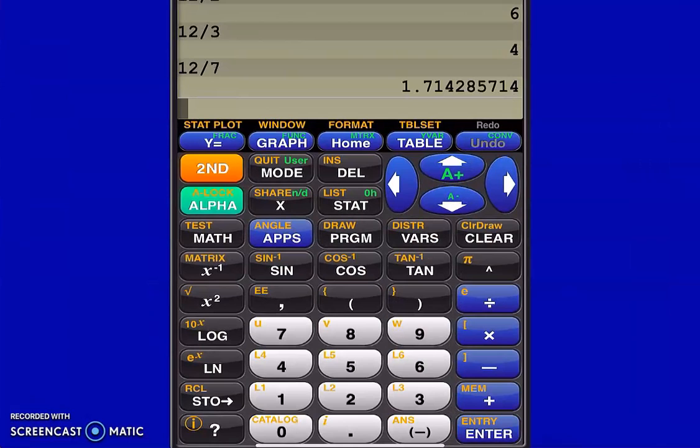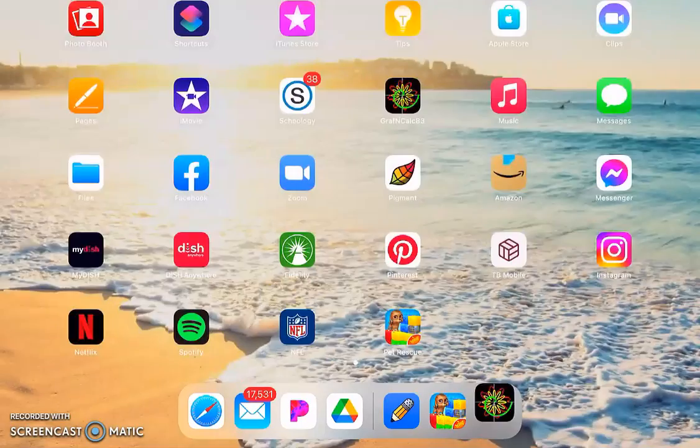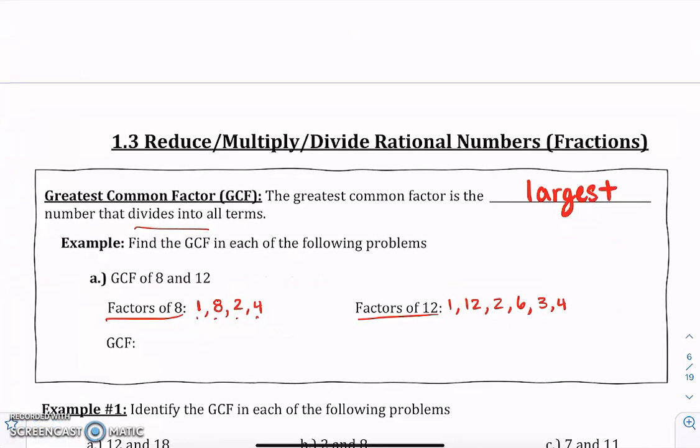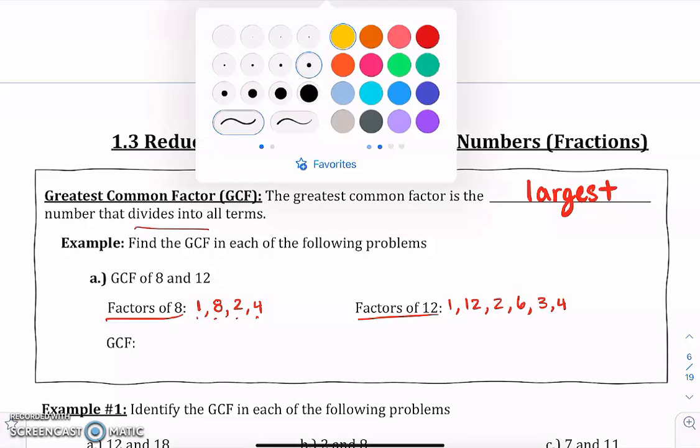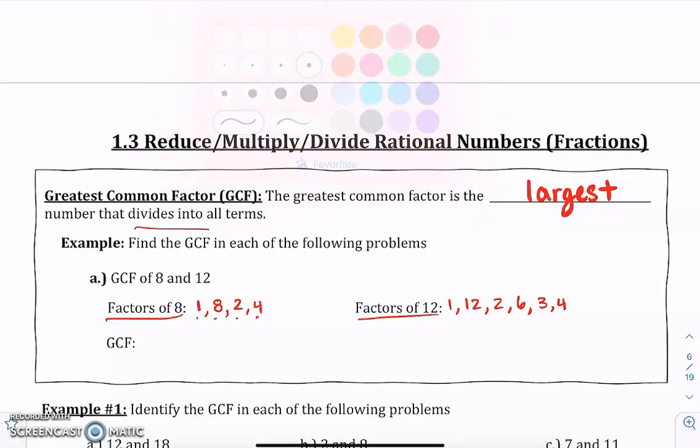Like I said, if you're unsure, because I know some of us are just better at figuring this out in our head, all of those numbers after it are not going to be divisible. 9, 10, 11, none of them work. So those are the only factors of 12. The only numbers that 12 is divisible by. So the greatest or largest number that they both are divisible by looks to be 4. So the greatest common factor that 8 and 12 divide by is 4.